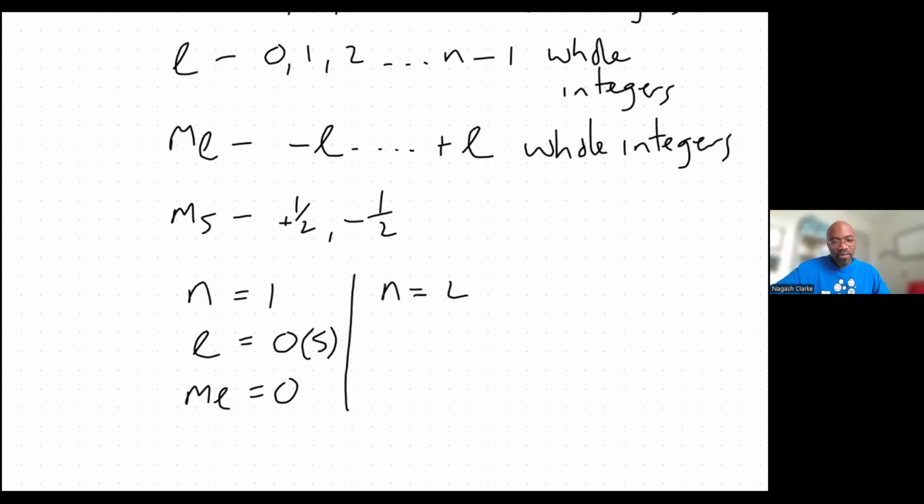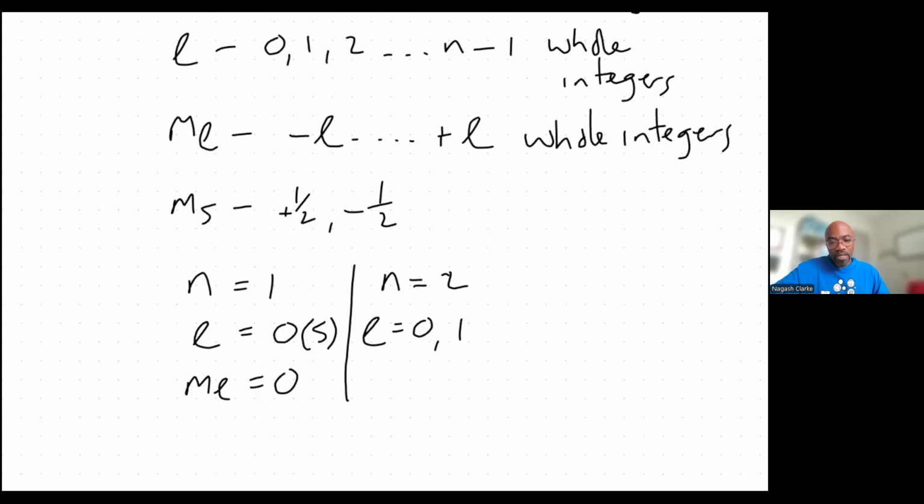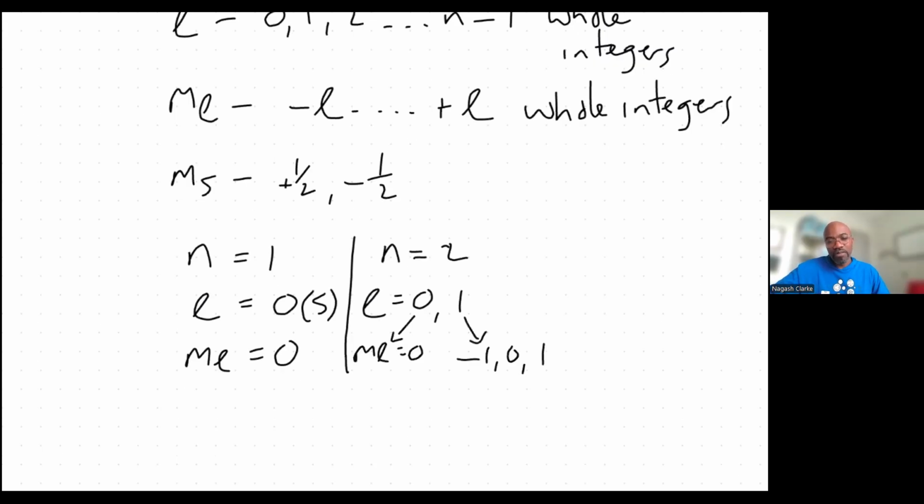What about n equals 2? My L values will be 0 and 1, because remember, L only goes as far as n minus 1. So for each of these L values, we need a separate m sub L value, right? So for L of 0, my m sub L is 0. For L of 1, it's minus 1, 0, and positive 1. So we have three m sub L values. So when L is 1, that's called a p orbital.